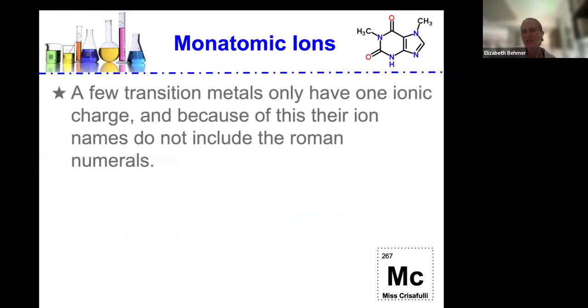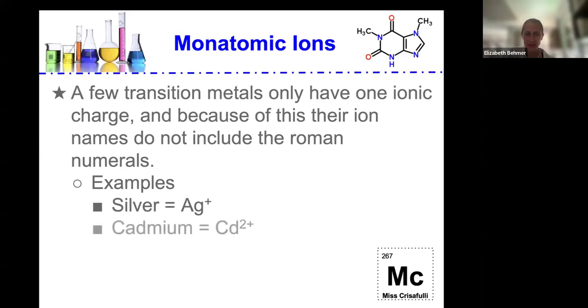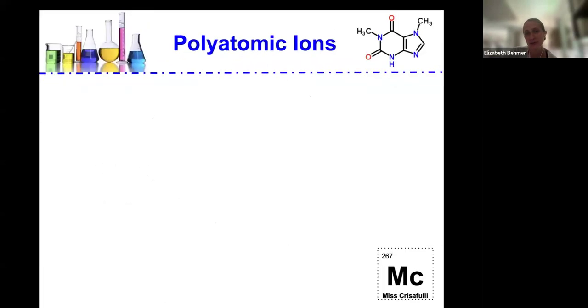A few transition metals only have one ionic charge, and because of this, their ion names do not include the Roman numerals. Example: silver is just Ag+, cadmium is Cd2+, zinc is Zn2+, and so forth.